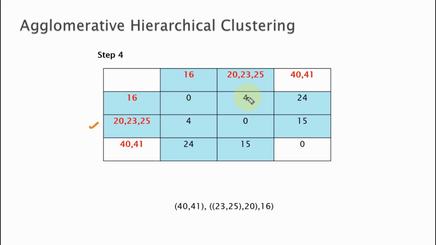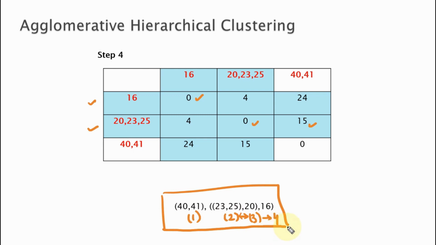Again we have to find the minimum distance, so it is 4 here. So now we will merge 20, 23 and 25 with 16 and we will choose the minimum distances, which are 0, 0 and 15. And now we will merge 16 with 20, 23 and 25. So here we first merged 40 and 41. Then we merged 23 and 25. Then we merged this with 20, and now with whom should we merge it? We are merging it with 16. So you have to remember this sequence. It will be very beneficial in making the dendrogram, which we will make at the end.